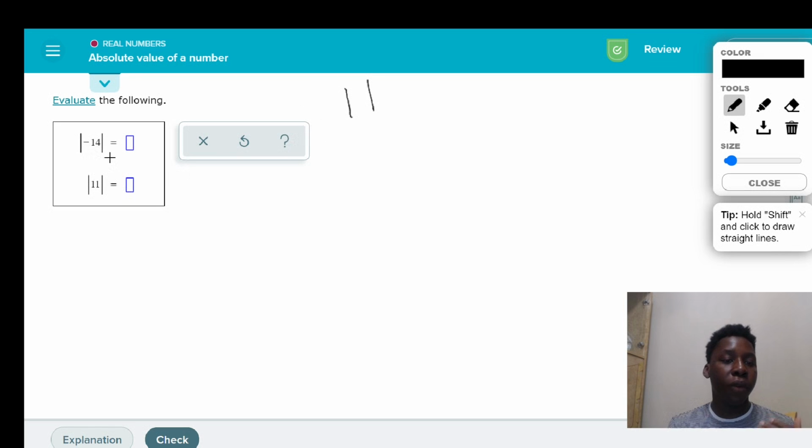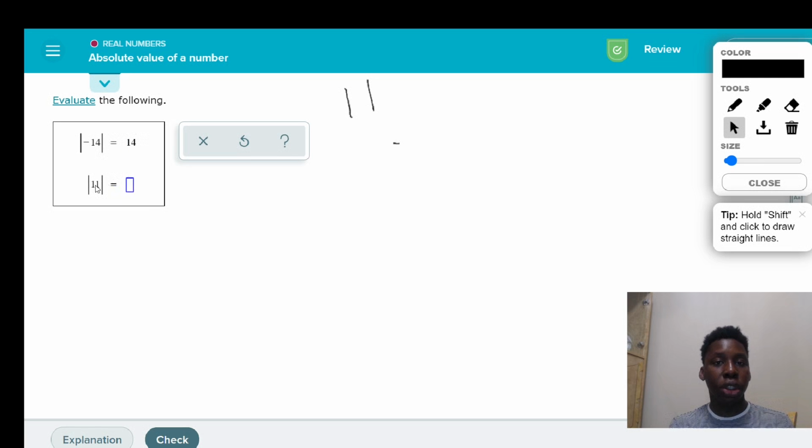So for minus 14 to get to zero, we say minus 14, minus 13, minus 12, minus 11, minus 10, minus 9, minus 8, minus 7, minus 6, minus 5, minus 4, minus 3, minus 2, and minus 1. That's 14 steps. So if you count it all together before it gets to zero, it's going to be 14 steps. All you have to do is remove the negative in this case and just put 14. That's all.